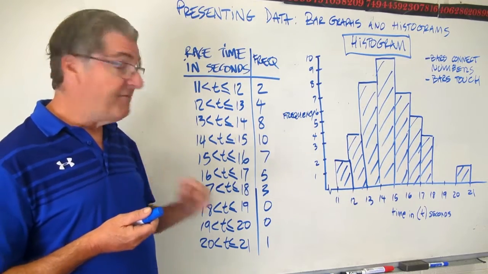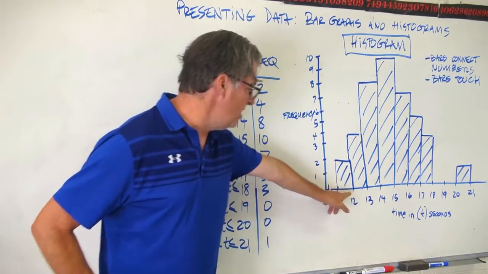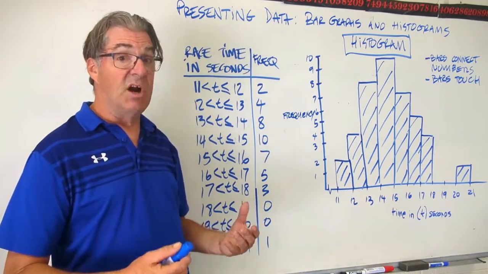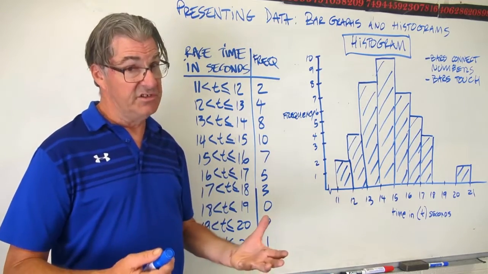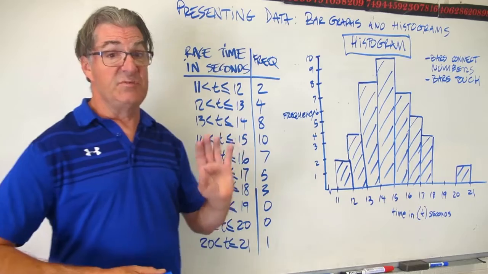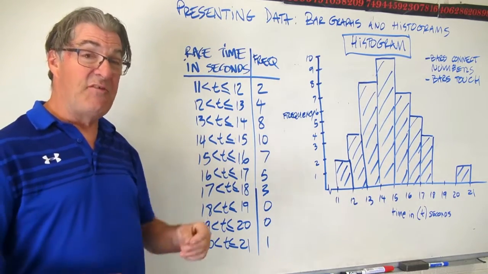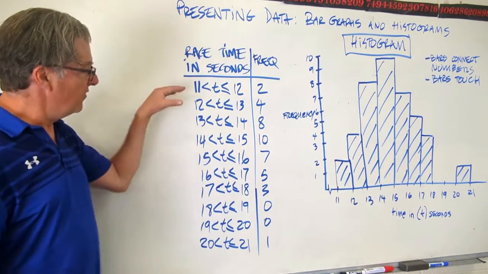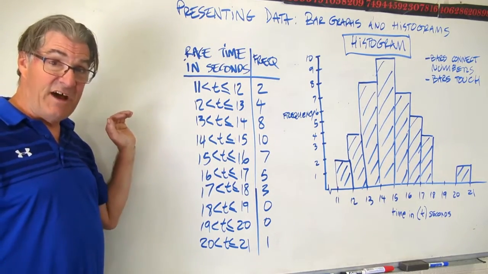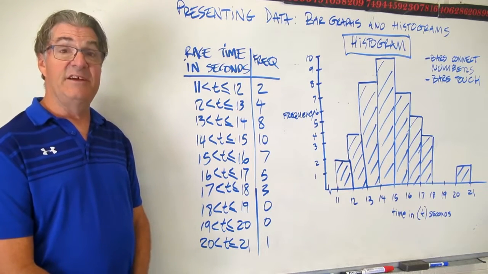One, the bar graph straddles the numbers, whereas the histogram connects the numbers. The bar graph has bars that don't touch. The histogram has bars that do touch. The bar graph is best suited for discrete data where you have individual values, not ranges of values. The histogram is best for ranges or classes of values. Okay? So that's a summary of bar graphs and histograms.